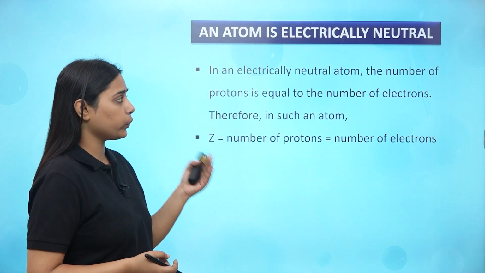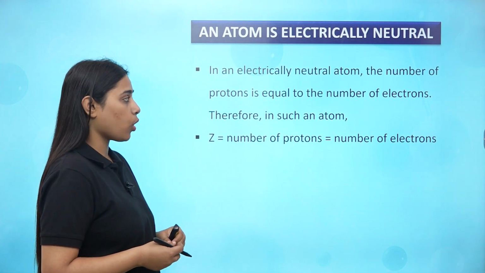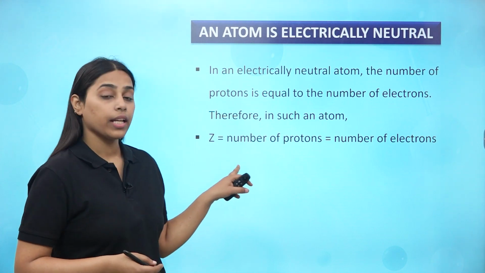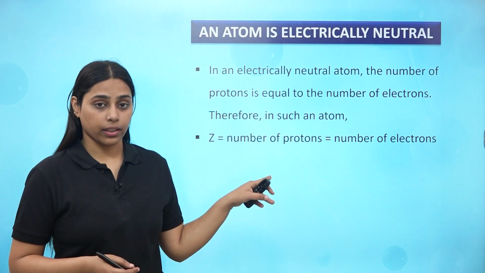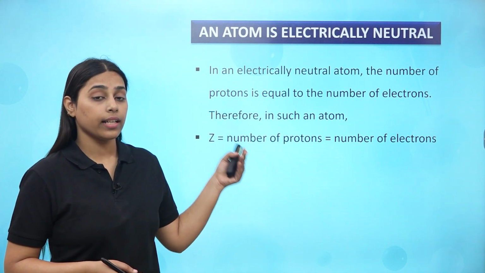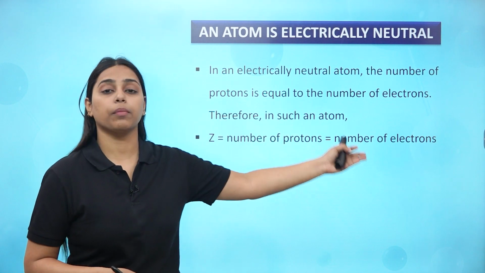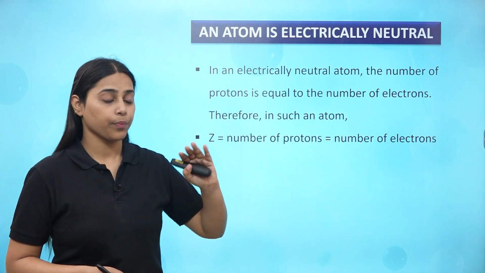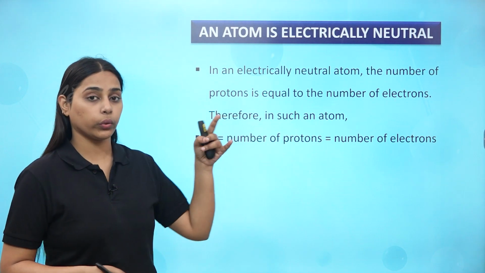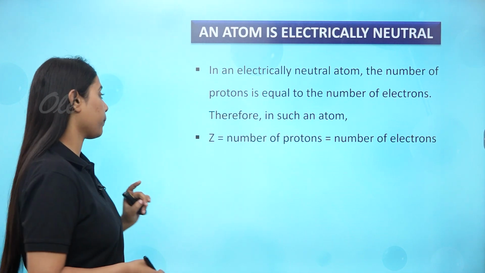In an electrically neutral atom, the number of protons is equal to the number of electrons. Therefore, in such an atom, Z, that is atomic number, is equal to the number of protons. We can also say that this atomic number is equal to the number of electrons as well. So the number of protons and electrons are both equal to each other, and equal to the atomic number as well.